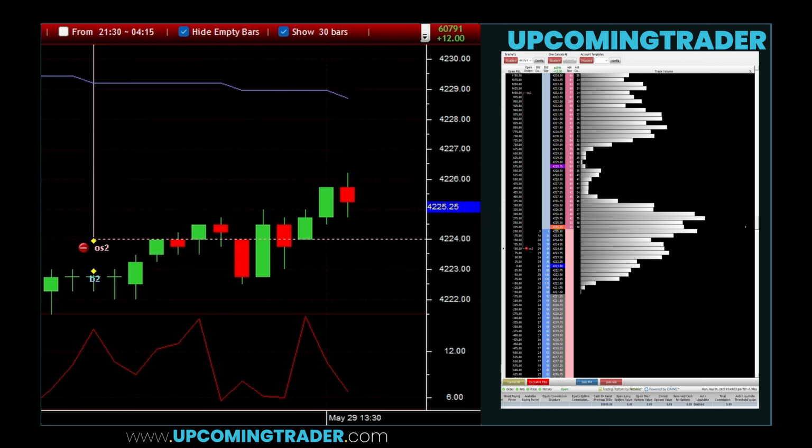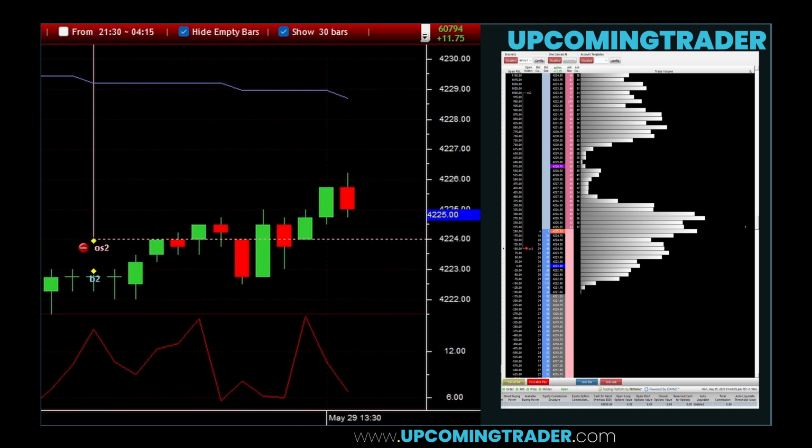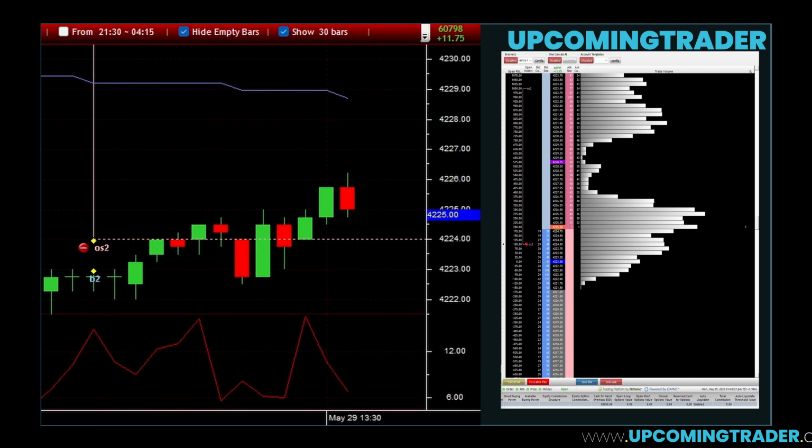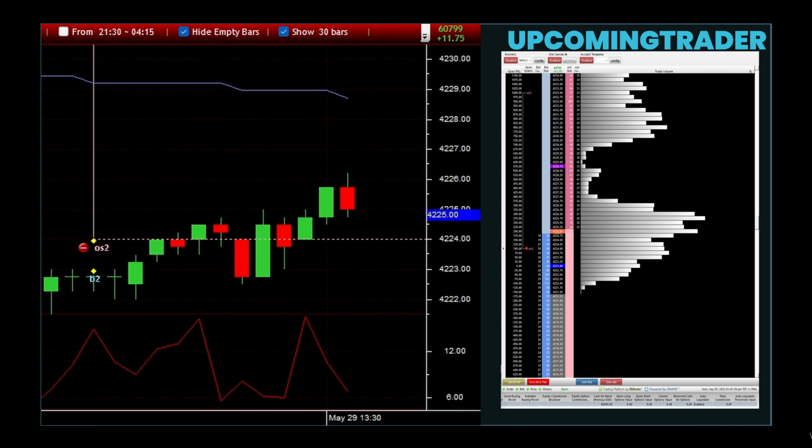When the fast moving average crosses above the slow moving average, it can be a sign that the stock is gaining strength, and when it crosses below, it can be a signal of weakness.